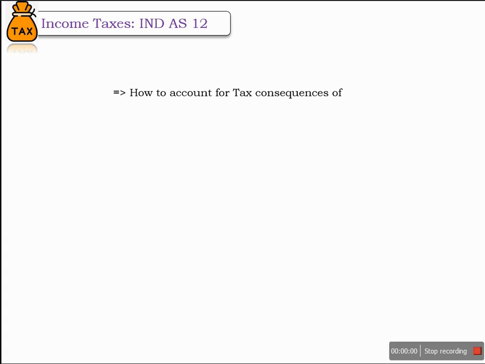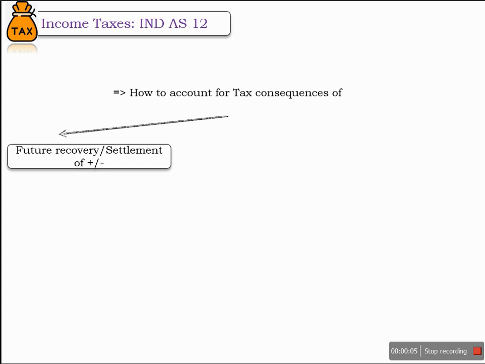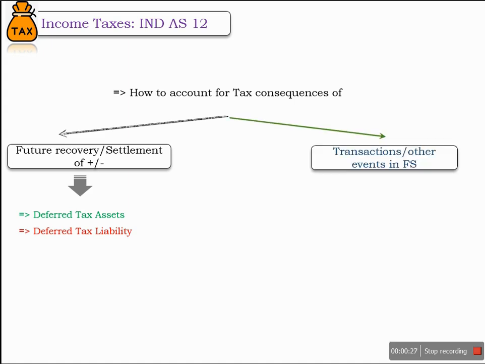We need to decide how to account for the tax consequences in case of future recovery or settlement of assets and liabilities. Recovery or settlement of an asset or liability will make the tax payment either higher or lower. In the same way, based on the case, we need to either recognize a deferred tax asset or a deferred tax liability. In the same way, we need to look at the booking of income tax on transactions and other events in the financial statements.